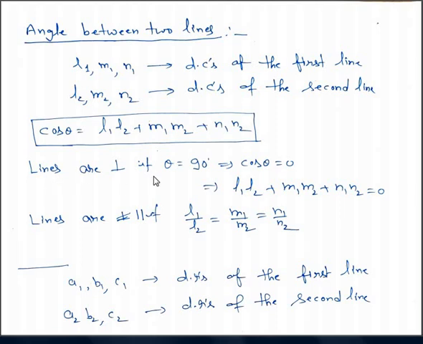These two lines are perpendicular if theta is equal to 90 degree, and you know if theta is 90 then cos theta is 0. Cos theta is 0 means L1 L2 plus M1 M2 plus N1 N2 is equal to 0. And these two lines are parallel if L1 upon L2 is equal to M1 upon M2 is equal to N1 upon N2. This formula you have already studied in class 11.